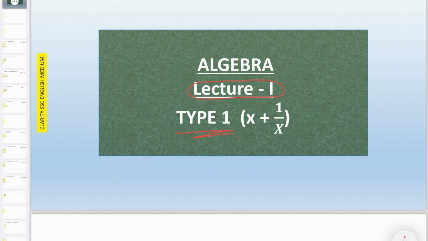Lots of questions have been asked from this type. You will see as we move on to the next questions one by one. Lots of questions have been asked in previous years and can also be asked. There are high chances that the questions can be asked again in the upcoming examination, and the type is x plus 1 by x or x minus 1 by x. Today's type is x plus 1 by x or x minus 1 by x. Let's see this.